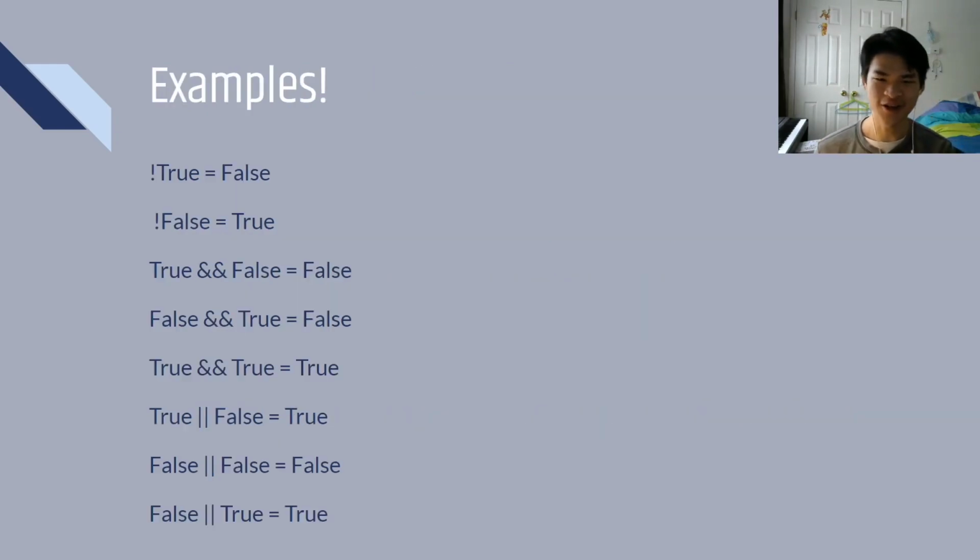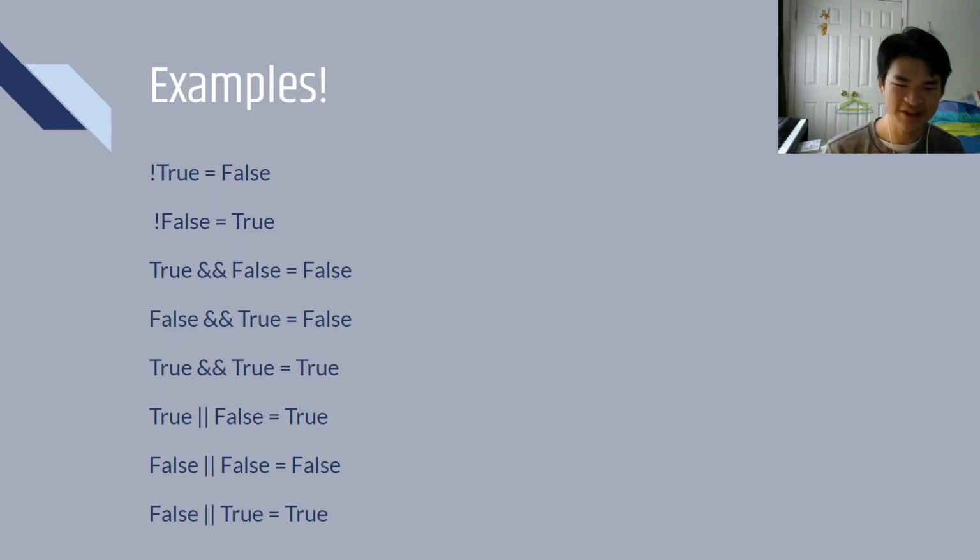Now, in case you didn't catch that, here are a bunch of examples. So the not symbol is just the exclamation point. So not true is false, and not false is true. There's only one operand, and that operand comes after the not symbol. Next we have true and false. Now, unless it's true and true, unless both the operands are true, it will always give false. So true and false is false. False and true is false. Meanwhile, if you have true and true, you get true.